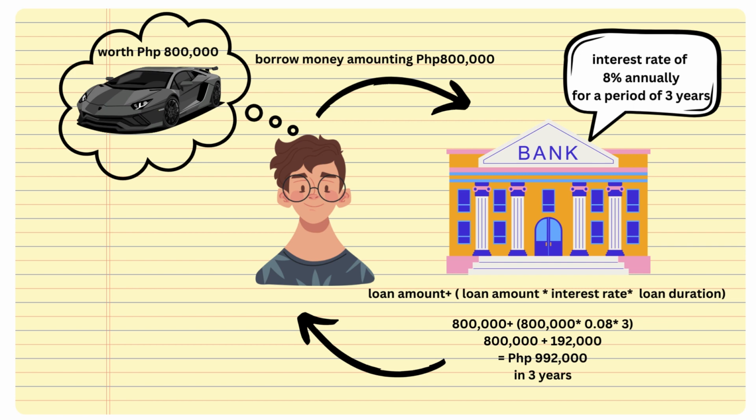So overall, the amount of Kenji's debt is 800,000 pesos plus 64,000 times 3. So 800,000 pesos plus 192,000 pesos will be equal to 992,000 pesos. So 992,000 pesos is the overall debt of Kenji to the bank.